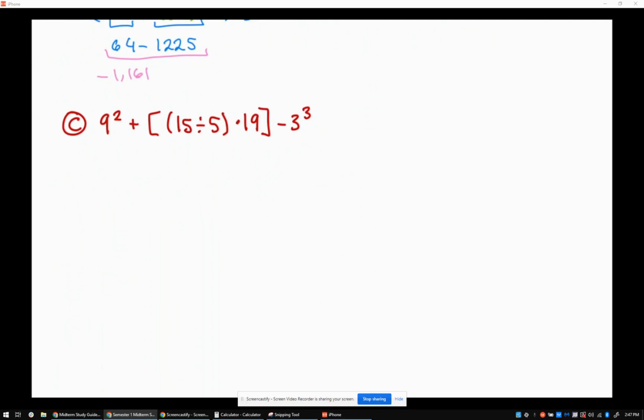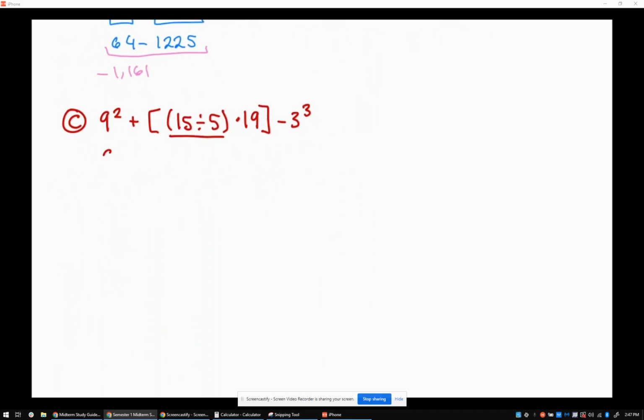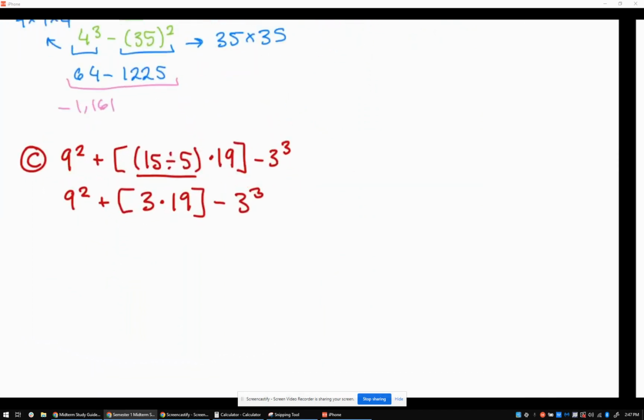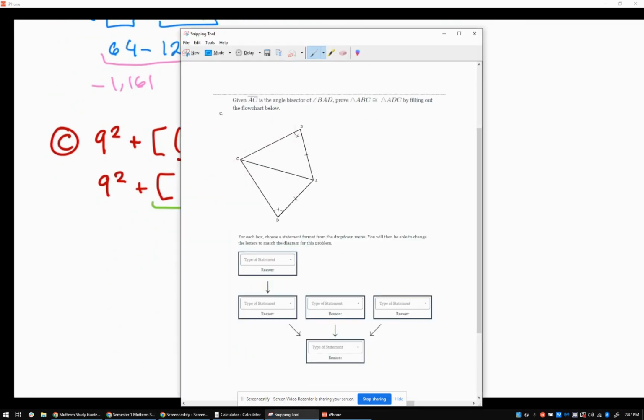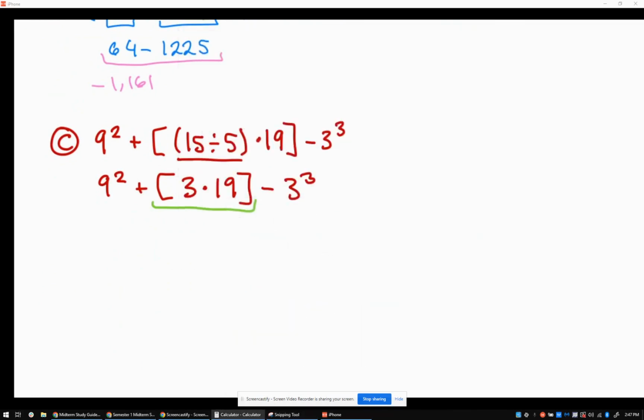All right, for C, we have 9 squared plus the quantity of 15 divided by 5 times 19 minus 3 cubed. Again, we're going to start with the innermost parentheses. 15 divided by 5 is 3. Now, inside of our brackets there, this is also like parentheses, so we're going to do this next. 3 times 19, which is 57. So 9 squared plus 57 minus 3 cubed.